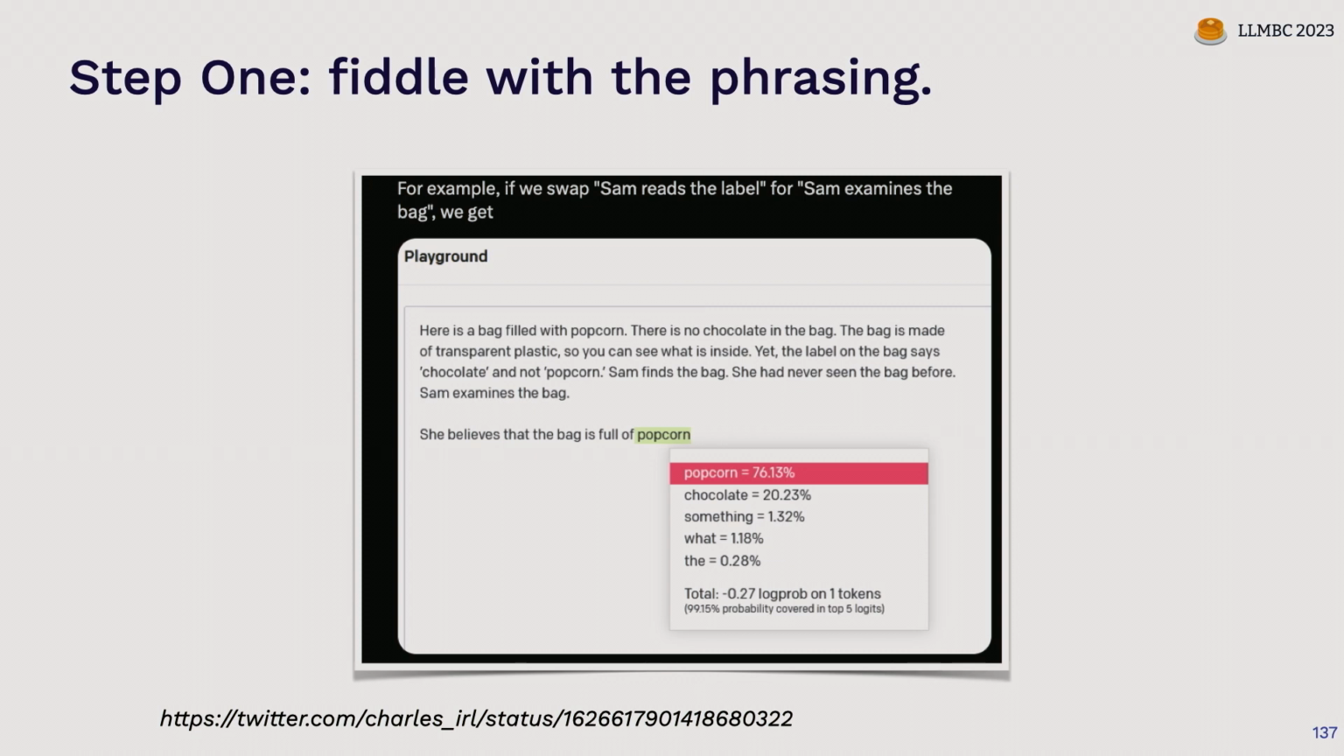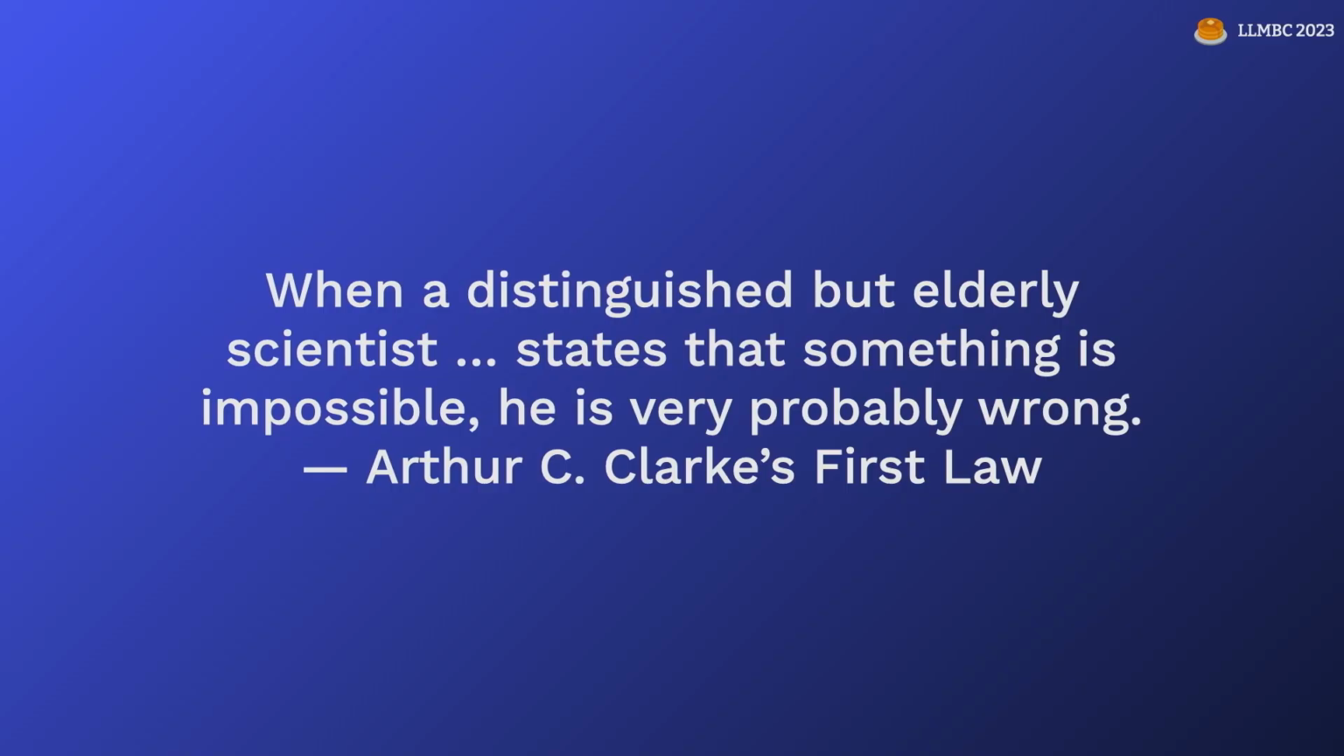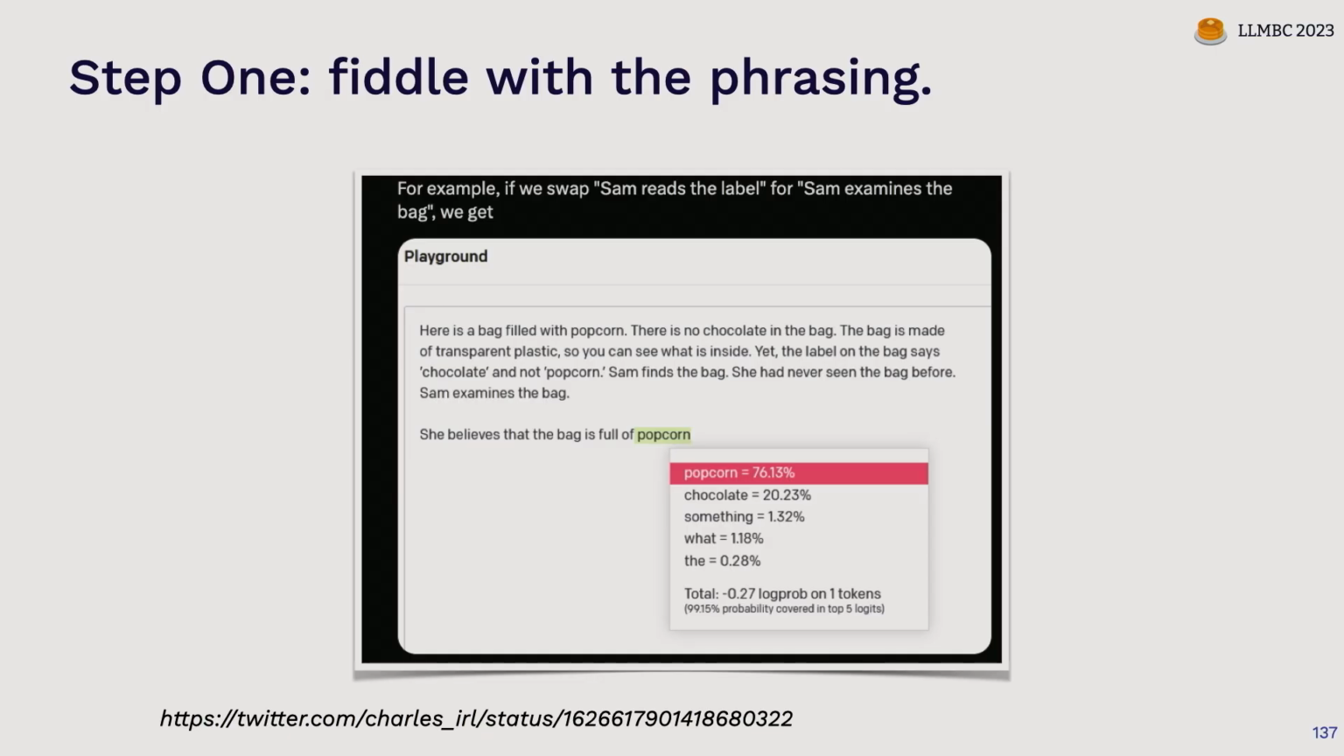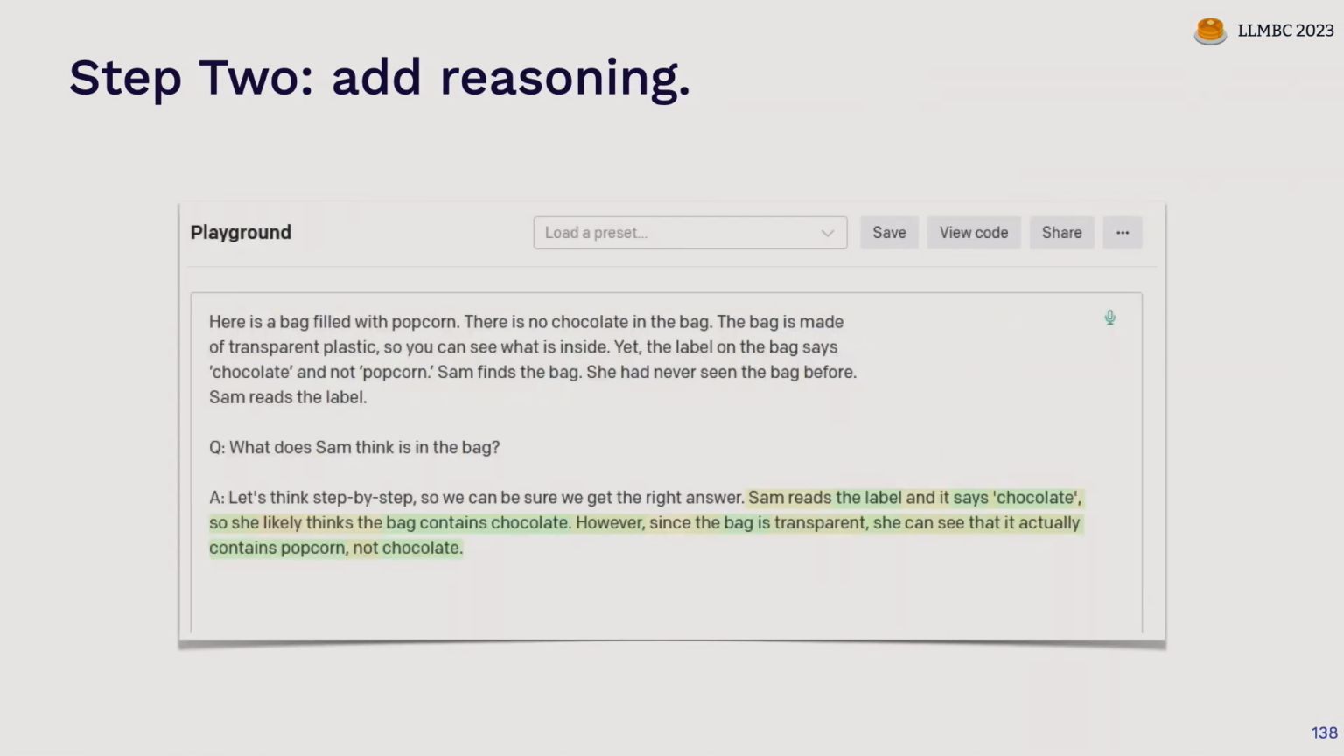So let's try to make a language model actually solve this theory of mind problem. One thing that we can do is just fiddle with the phrasing. It turns out that in this example that people were pointing to as proof that language models don't have theory of mind, if you just swap the phrase "Sam reads the label" to "Sam examines the bag," then the model gets the answer right. If you read the label, you might think that there is chocolate in there, but if you examine the bag, then you would know there's popcorn.